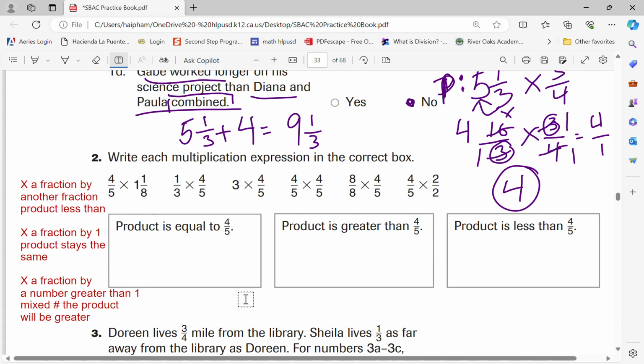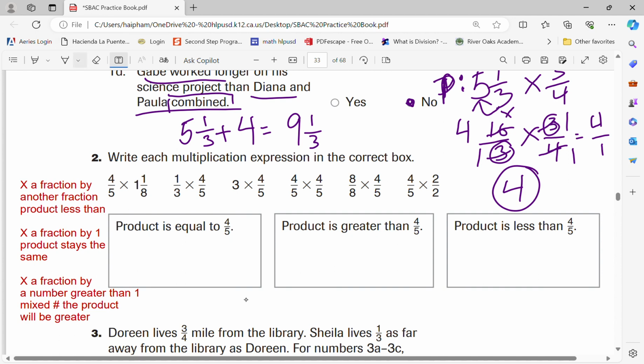Alright, so let's go over those rules again. When you multiply a fraction by another fraction, the product is going to be less than. When you multiply a fraction by 1, the product stays the same. When you multiply a fraction by a number greater than 1, which could be a whole number or a mixed number, the product will be greater.